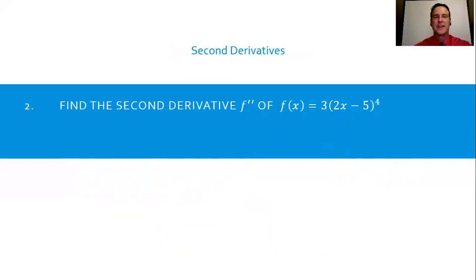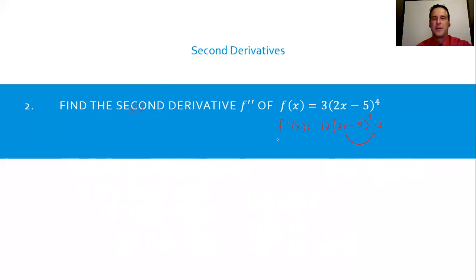Next one says, find the second derivative, f double prime of x. Okay, so where are we at? Here we go. All right, so first derivative, f prime of x is equal to, let's move the 4 out to the front. I don't think I have to do this. I think we've done these before. This is from another lesson. Let's just do it for fun. This is 12 times (2x minus 5) to the third, times 2.